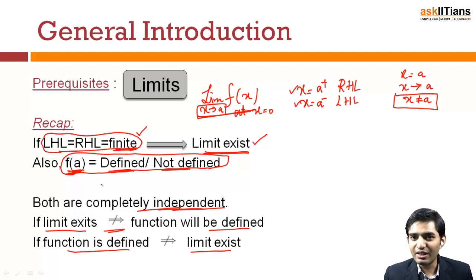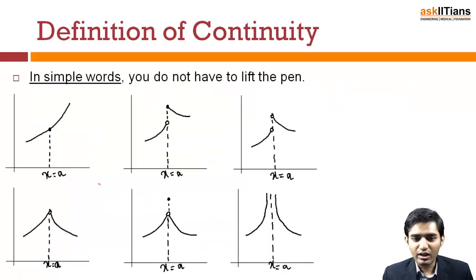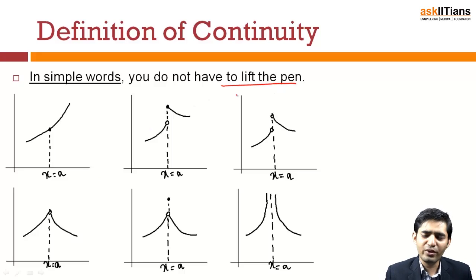Now, what is continuity? To understand this, these two terms are very necessary: first is the limit of the function, and the second is the value of the function at a fixed particular point. Okay, now let us understand the definition of continuity, right? In simple words, continuity is, if I am drawing the graph of any function, I do not have to lift the pen. If I do not have to lift my pen, then the function will be continuous, otherwise it will be discontinuous.